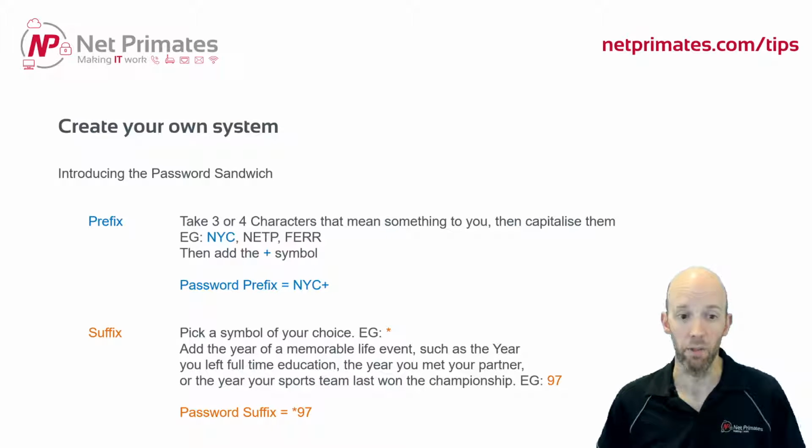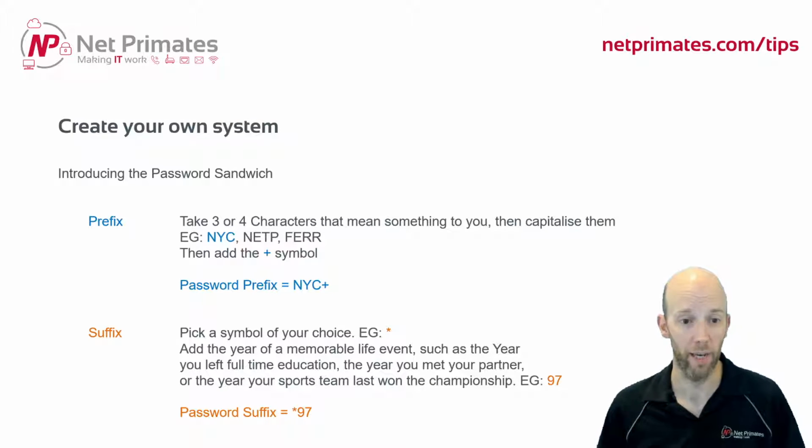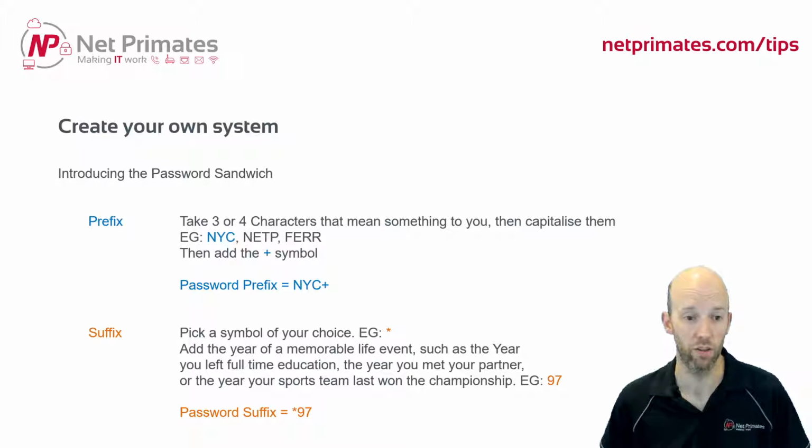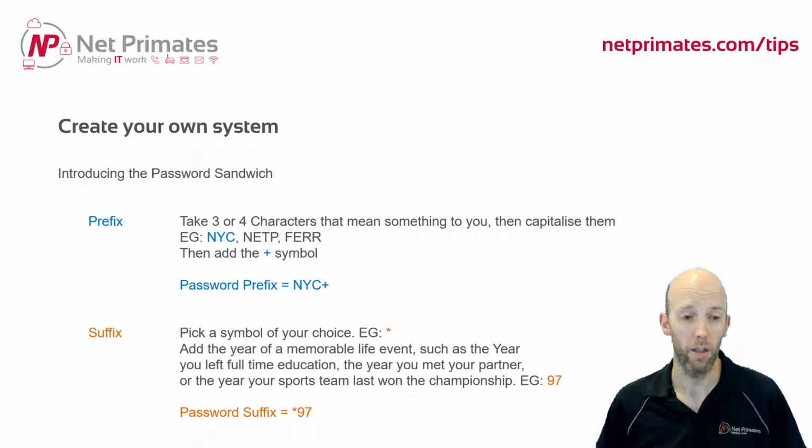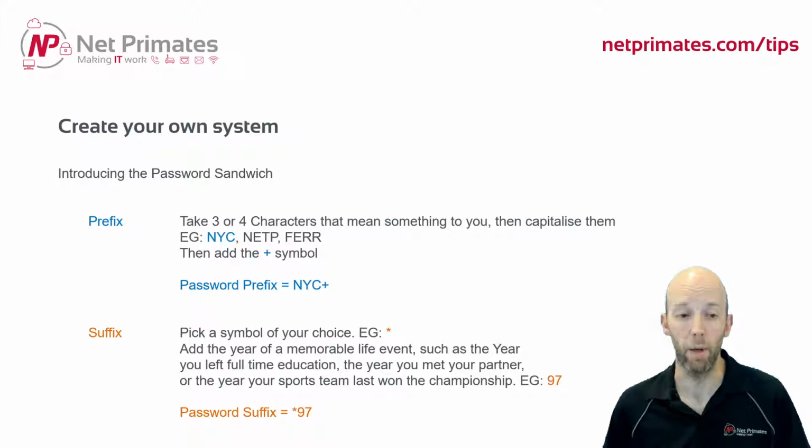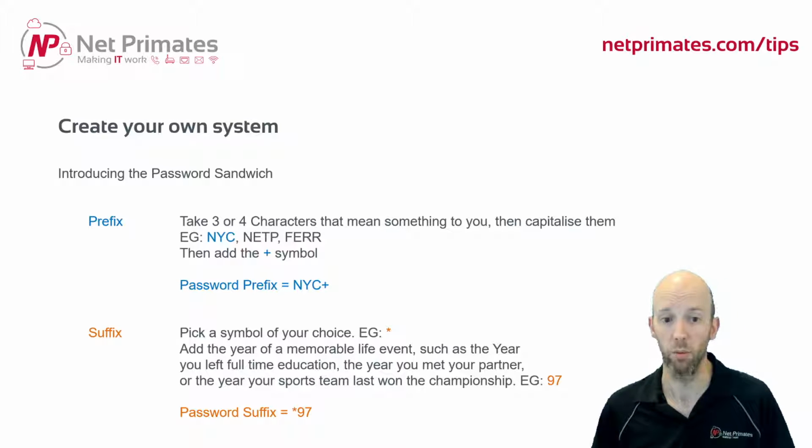So in a similar way, I'm just going to pick a symbol. Could be a question mark, could be a hash sign. In this case, I've gone for an asterisk. So on top of that asterisk, we're going to add the year of a memorable life event, such as the year that you left full-time education, that you met your partner, or the year that your sports team last won the championship. In my case, I've gone for 97.